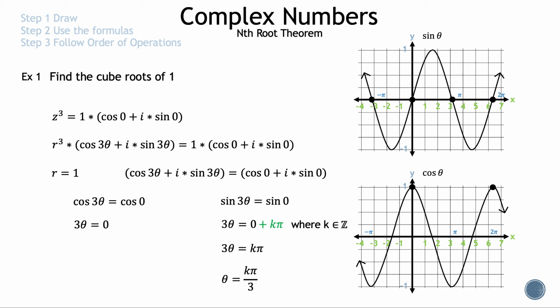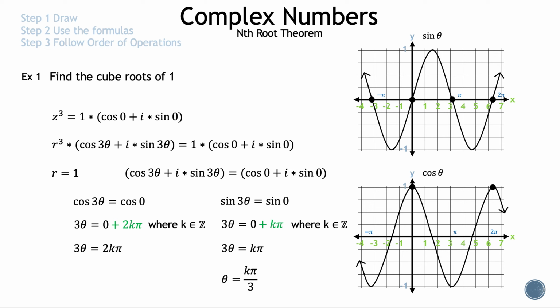We know 1 is 0, and going in the positive direction, what do you think is the next one? That's right, 2 pi. And the next one? That's right, 4 pi. And the next one? That's right, 6 pi. And so on and so forth. To denote that, we write plus 2k pi, where k is an element of the set of integers.